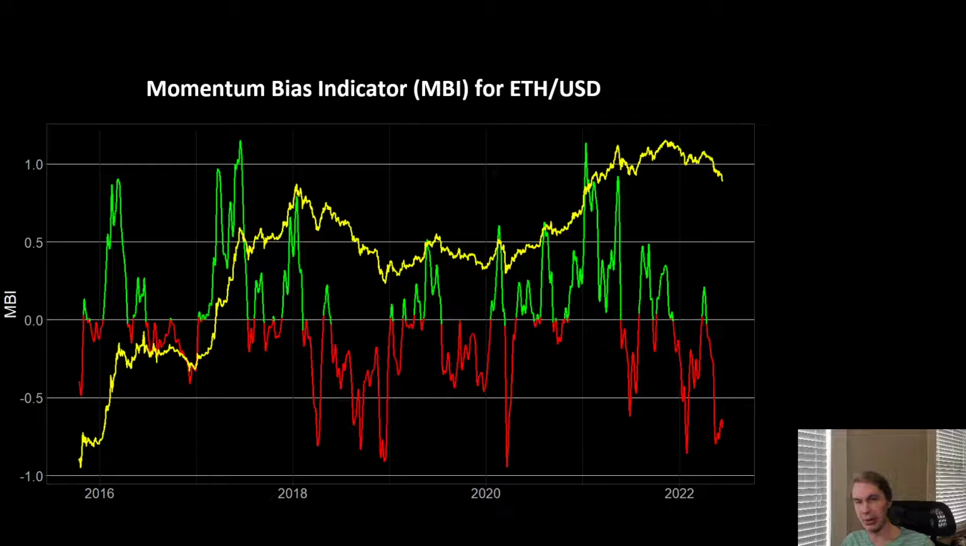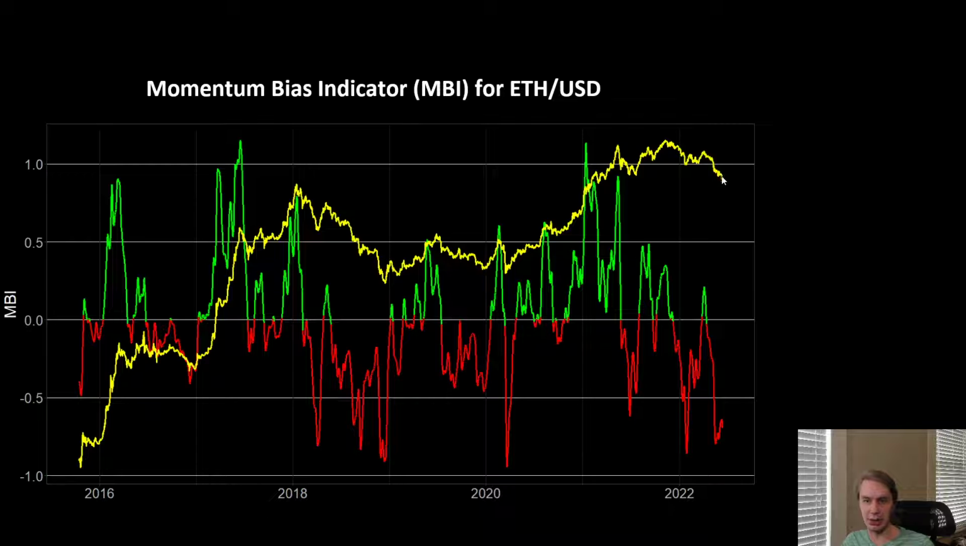And basically, from the MBI's perspective, there's nothing to say right now the bear market is necessarily over, or even necessarily close to being over. We're going to have to wait and see. If we compare the amount of time, for example, in this bear market, we haven't been in a bear market nearly as long yet as we were back here. Haven't spent nearly as much time in a negative momentum bias regime as we did back there. So we'll have to wait and see what happens.